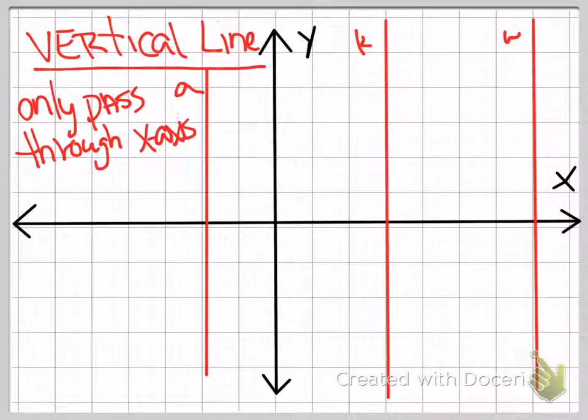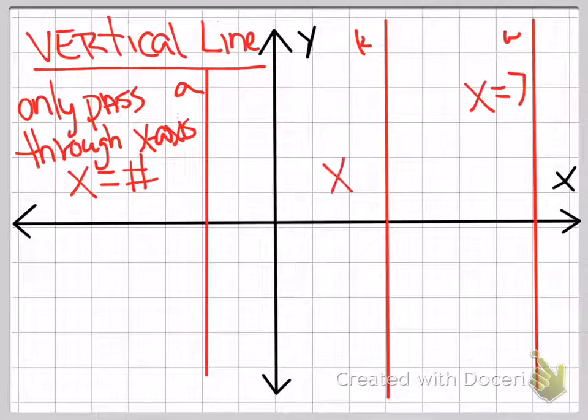A vertical line will only pass through the x-axis. There is one vertical line that will pass through the y-axis. It is the y-axis itself. Very good. Ladies and gentlemen, where does line W hit the x-axis at? Therefore, since a vertical line only passes through the x-axis, its equation will always be x equals a number. That number is where you pass through the axis at. So line W is the equation x equals 7.